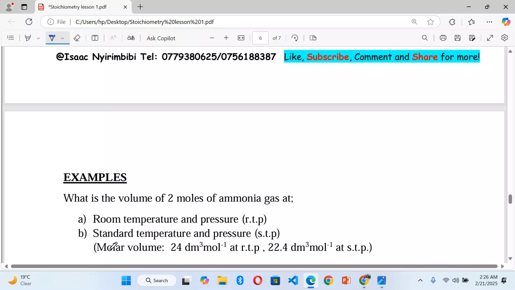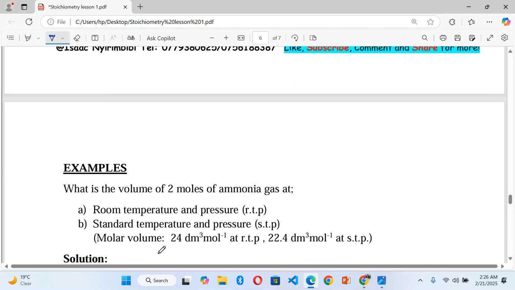So they have helped us and put it in the bracket, but we can have the other table in our mind and understand it very well, so that at any point when they don't give you this clue, you can do it by yourself. So we're saying that the molar volume is 24 decimeter cubed per mole. 1 mole occupies 24 decimeter cubed at room temperature. That is, per mole, it means 1 mole of a gas at standard temperature occupies 22.4 decimeter cubed. So that is what we mean in this case.